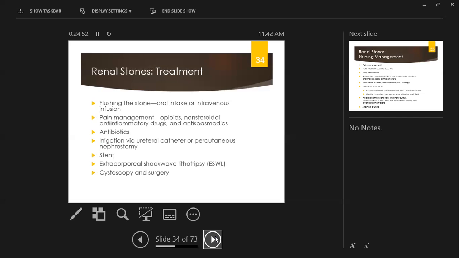We also may do an ESWL, or extracorporeal shockwave lithotripsy, where we're using a laser to actually break up the stone into little pieces so that it's able to pass easier. And then cystoscopy and surgery. This is where we're actually going to visualize it and remove it if we can.